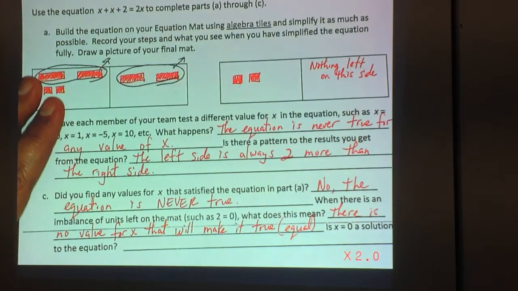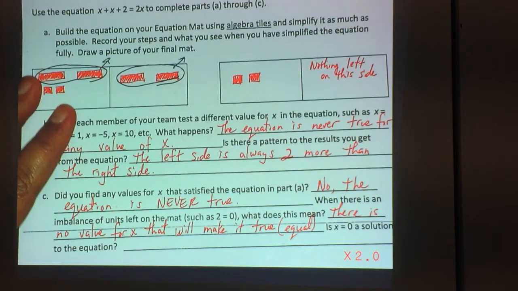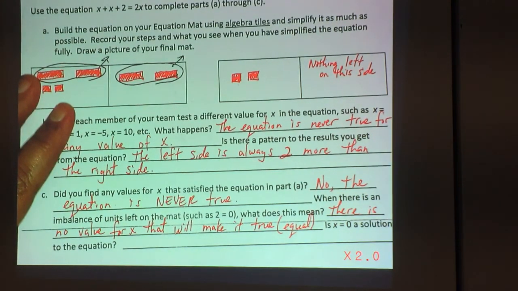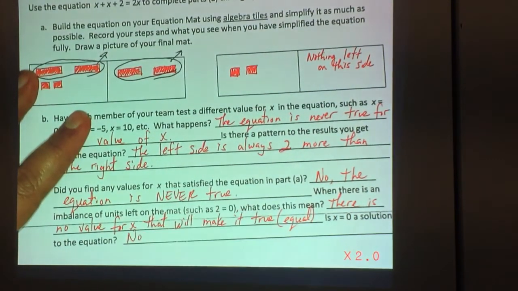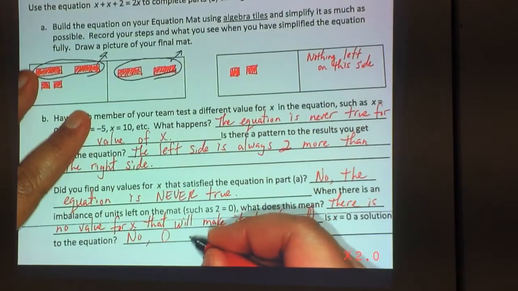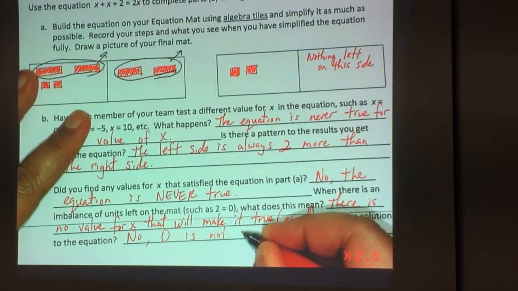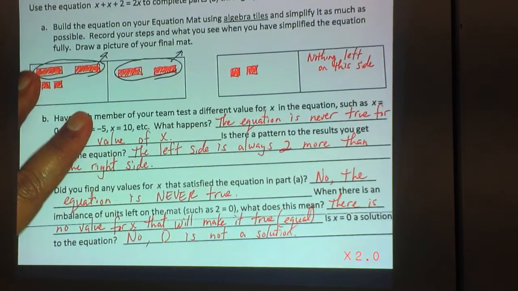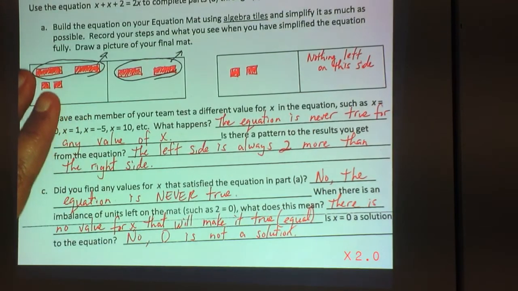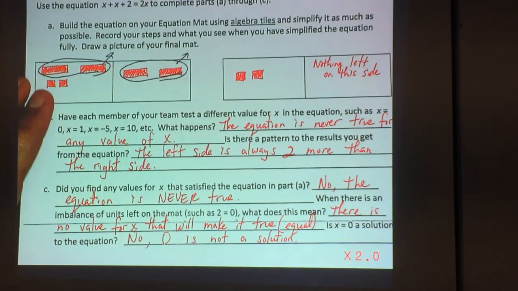Is x equals 0 a solution? Well, if x equals 0 was a solution, then it would have a solution. So, no. 0 is not a solution. Okay, so if you need to replay this, if you need to review this, that's fine. But I was supposed to take up 30 minutes and I took up 22. I'm doing pretty darn good. Okay, so I think that concludes this lesson.